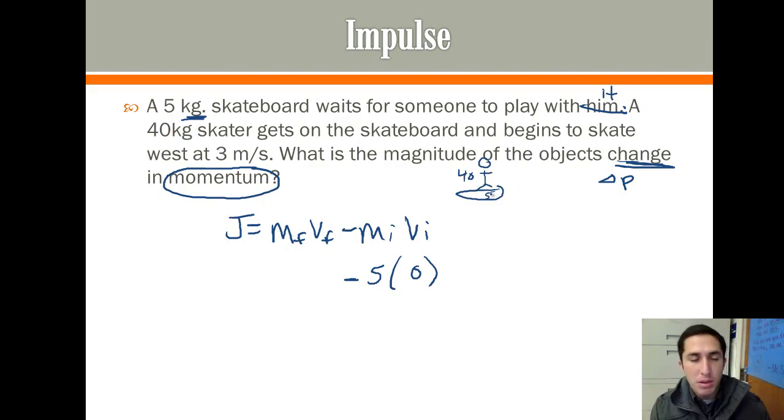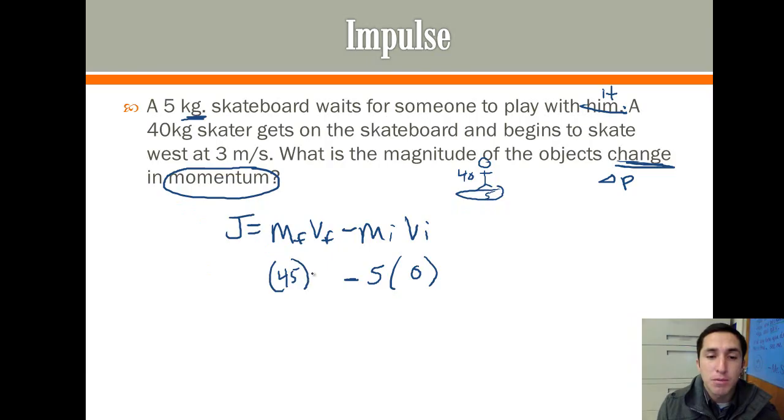What are we going to do with that 40 and that 5? Very good job. We are going to add them together. So you add them together and you will get your final mass. 40 plus 5 gives you a mass of 45. Now how fast was it going at the end? It's going 3 meters per second. There's your velocity. But it's going west. That means that 3 is going to be negative. And this will be equal to your impulse.